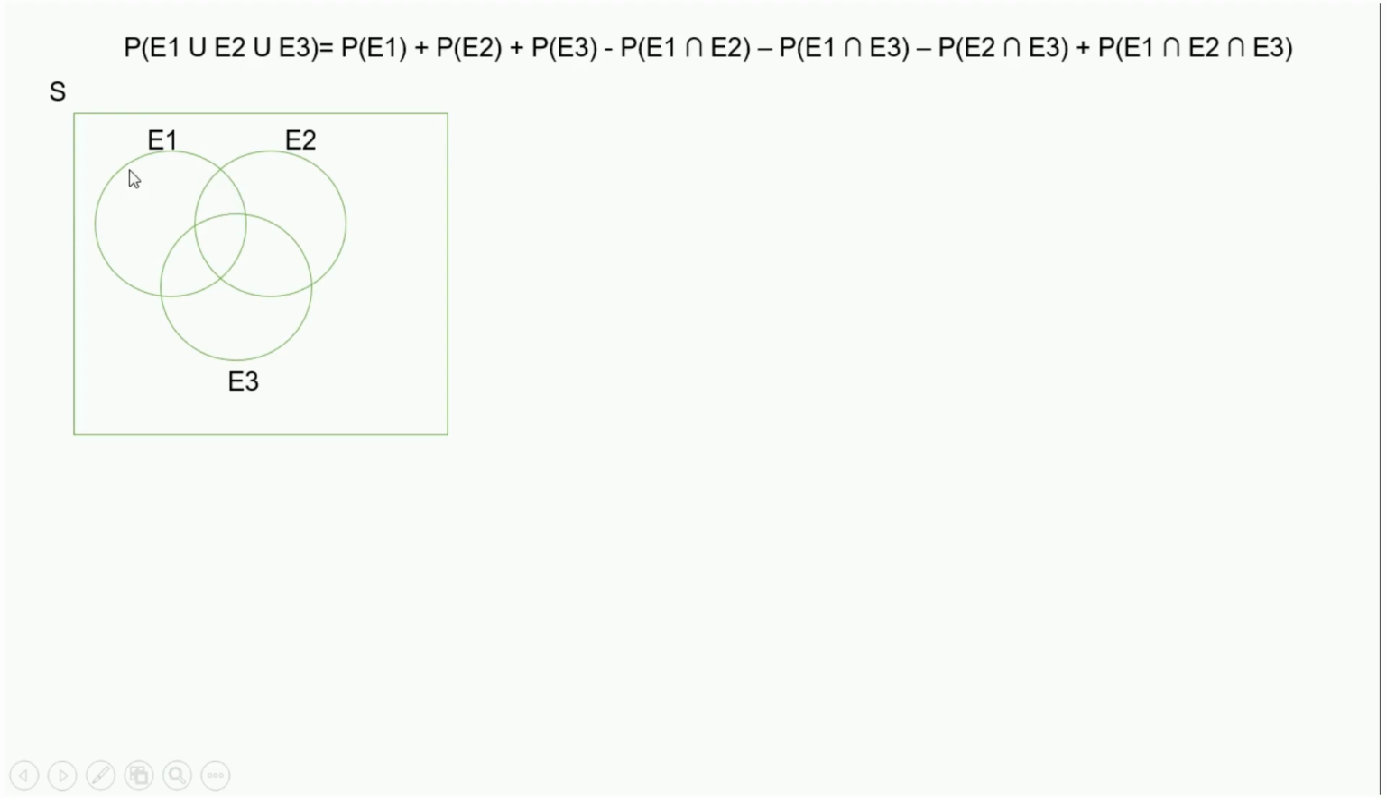And when we are adding E1 and E3, we are adding this part 2 times, therefore we have to subtract E1 intersection E3. And once we add E2 and E3, we are adding this part, that is E2 intersection E3, 2 times, therefore we subtract it once. And we can notice that this part that is common between all these events, that is E1 intersection E2 intersection E3, is not added, therefore we add it at last.